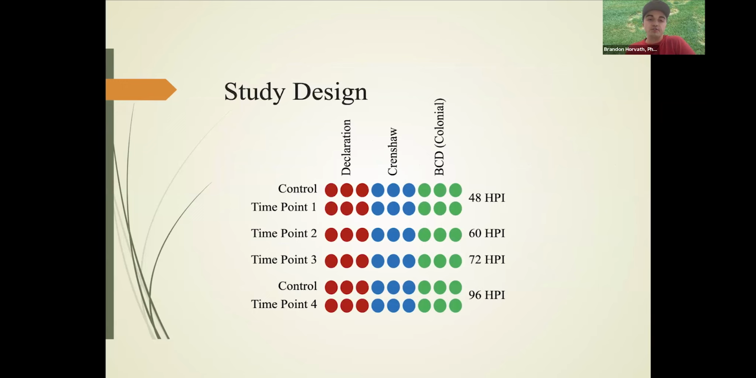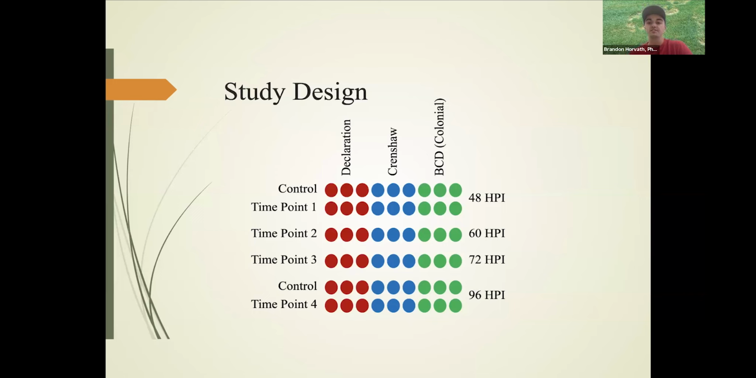So with that, we'll move into my study design. With my study, we have two cultivars of creeping bentgrass: Declaration and Crenshaw. Declaration is one of the more resistant cultivars of creeping bentgrass to dollar spot, and Crenshaw is considered our susceptible population. And then we have one cultivar of colonial, which is BCD, which is considered one of the most resistant cultivars of colonial and far more resistant than any creeping bentgrass cultivar on the market today.